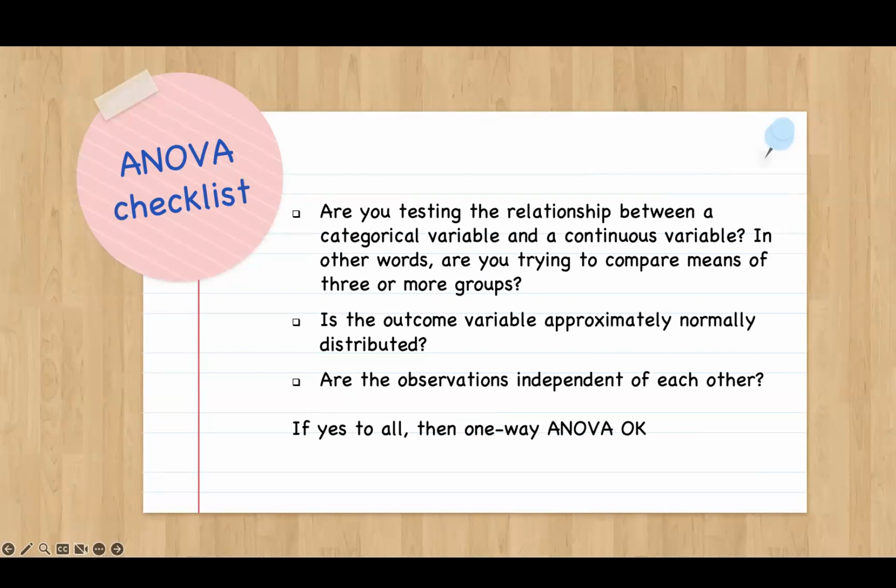Okay, so we quickly walked through ANOVA, and in the next video, you are going to learn about correlation.